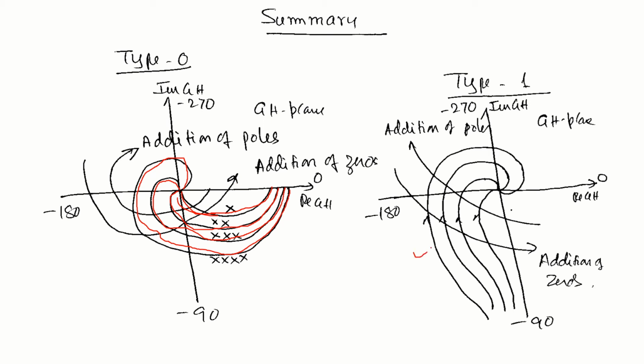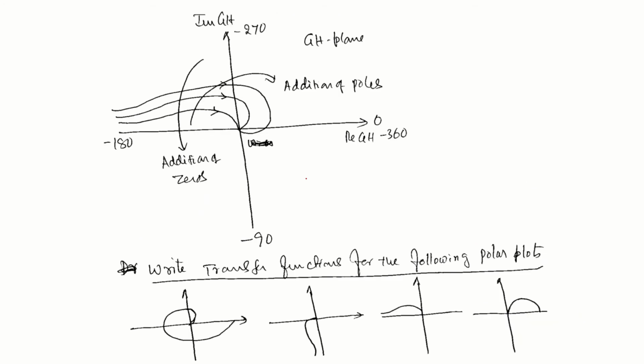So also in a type 1 problem. Normally type 0 problems start from 0 degree. Type 1 problems start from minus 90 degree, unless the poles are placed in other coordinates. It is not 1 by s minus a case or 1 by a minus s case. So then minus 180, type 2 problems. Minus 180 degree they start.